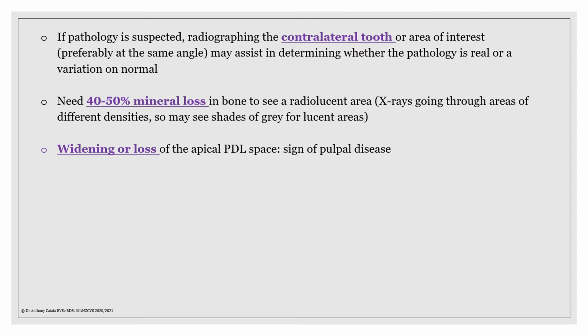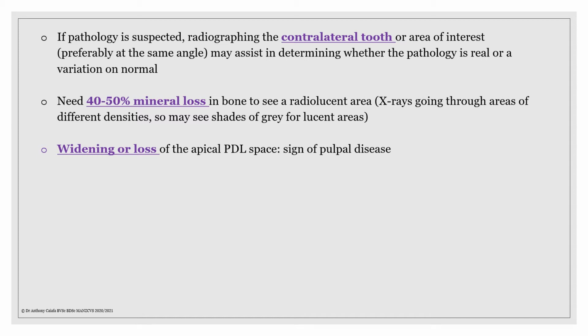Firstly, we'll discuss pulpal disease, or disease of the root canal system, in cats. If you suspect pathology in a tooth, radiographing the contralateral tooth or changing your angulation in a horizontal direction may assist you in determining whether the pathology is real or a variation on normal.